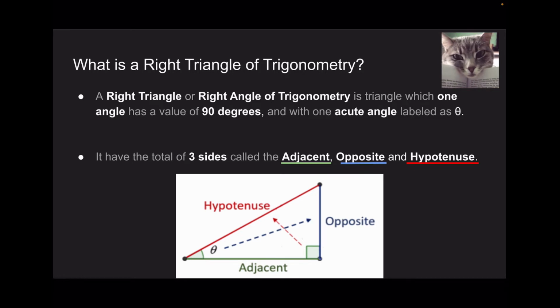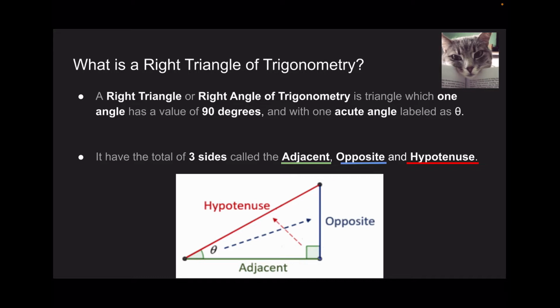A right triangle is a triangle in which one angle has a value of 90 degrees, with one acute angle labeled as theta. It is used to find any missing sides or angles that are not known. It has a total of 3 sides called the adjacent, opposite, and hypotenuse.